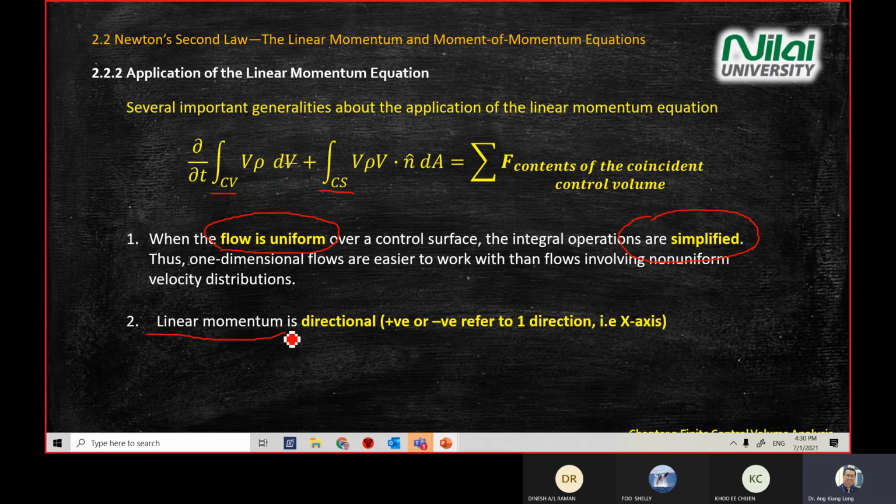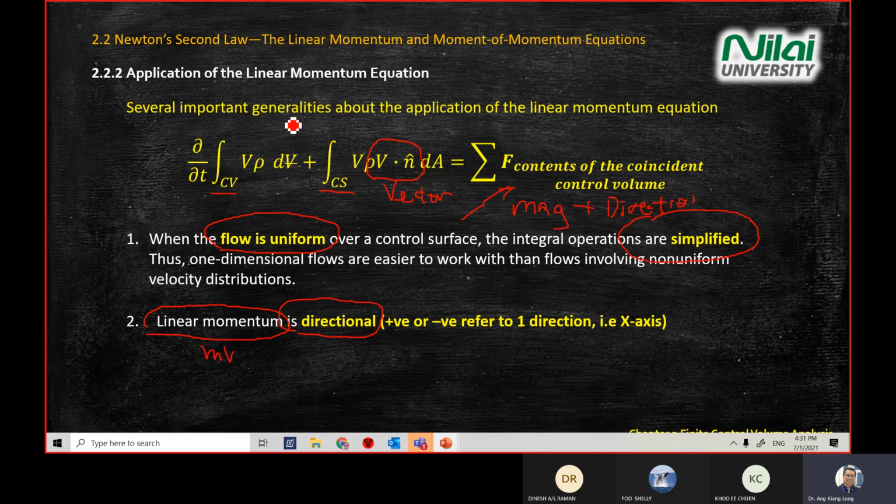Then be careful on the linear momentum, which is your mv. It is directional. Why? Because if you look at the second term here, we deal with the vector. If you study vectors, a vector is something having magnitude plus direction. Okay, direction. So be careful when you do calculation for this section.